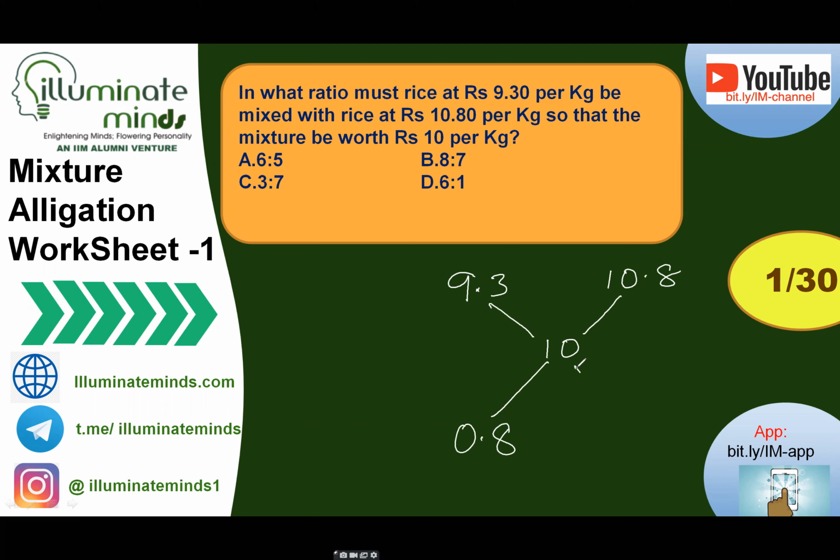10 minus 9.3 will give me 0.7. So this will come out with the ratio 8:7. So this is the answer for question number 1. The correct answer for question number 1 is option B. Let's move to the next question.